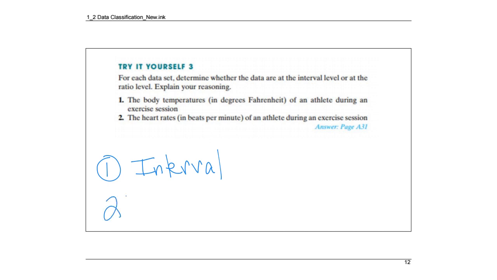Now, number 2 is heart rates. So the heart rate in beats per minute of an athlete during an exercise session. So heart rates, we can't have a negative, right? You can't have negative beats per minute. A 0 really means 0. It means you don't have a heart rate and you have a problem. So heart rate is going to be ratio.